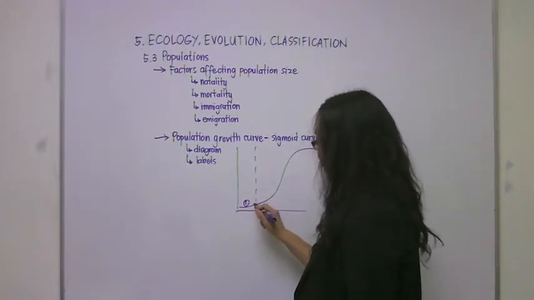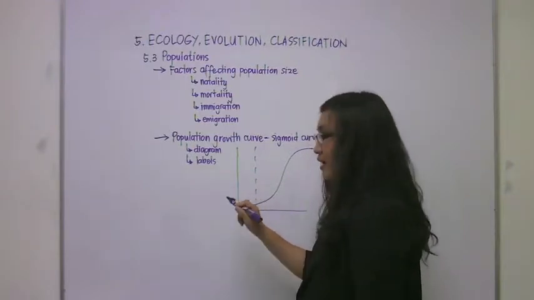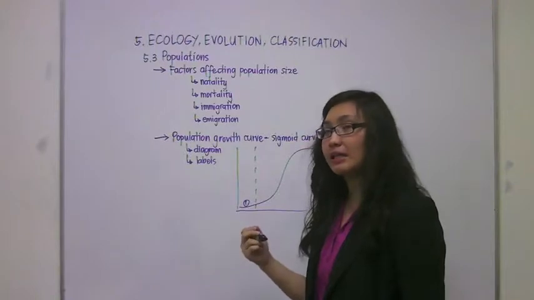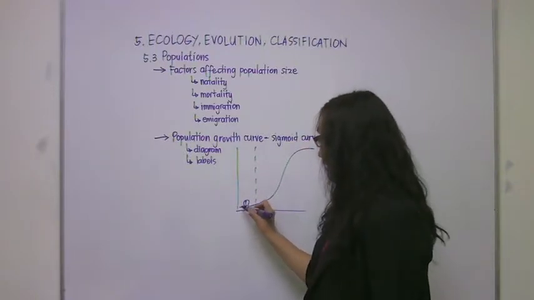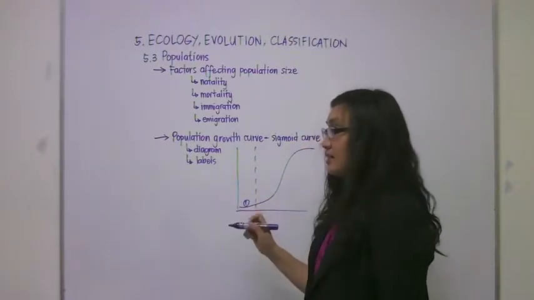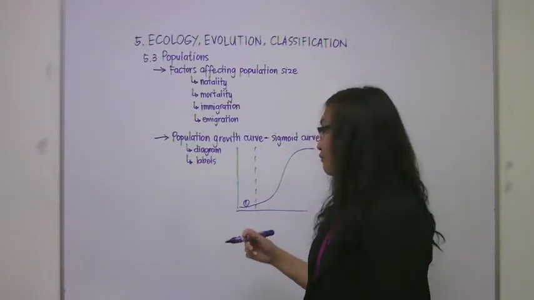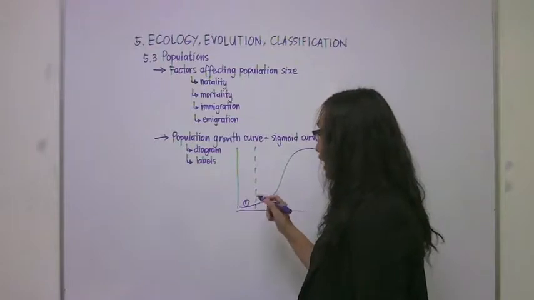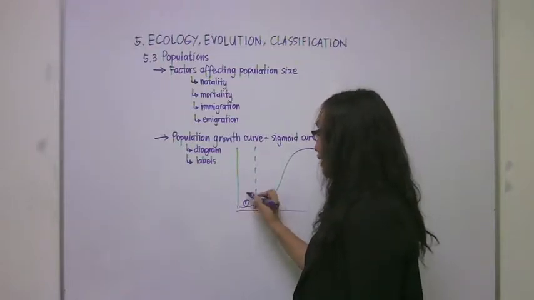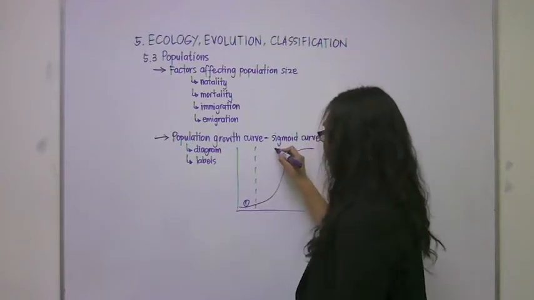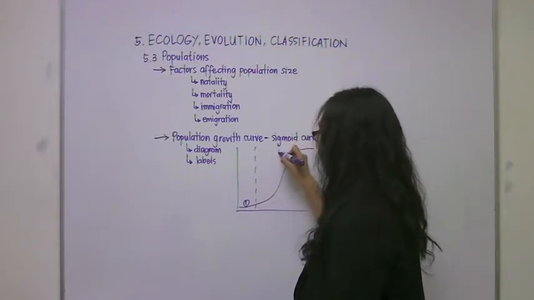For example, on the first area, this is the lag phase, wherein the population is not yet increasing rapidly because the organisms are still adjusting to their conditions. So you have to explain the reasons behind what the graph is actually telling you, or what the graph is explaining about.